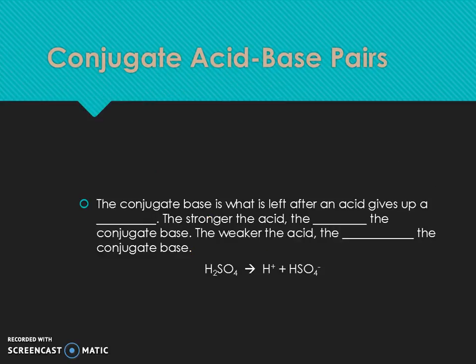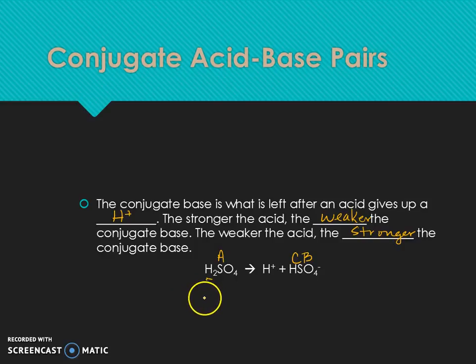The last thing we need to talk about is conjugate acid-base pairs. The conjugate base is what's left after an acid gives up a proton or a hydrogen ion. The stronger the acid, the weaker the conjugate base, and the weaker the acid, the stronger the conjugate base. An example of this is sulfuric acid. Sulfuric acid can give away one hydrogen, and you're going to be left with HSO4. So H2SO4 is your acid, and your conjugate base for this would be the HSO4.